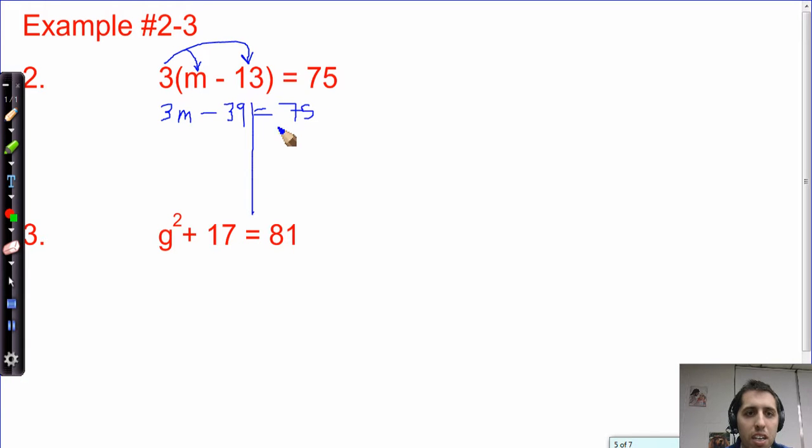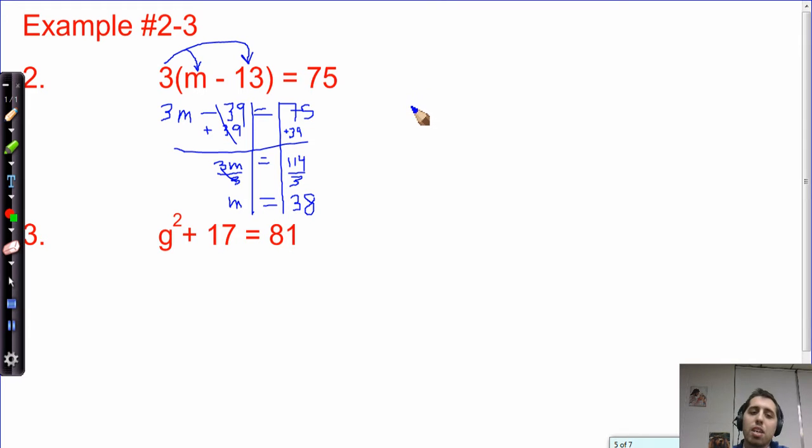We can just draw the scales of justice. Locate the variable, it's m. It's been multiplied and had something subtracted. Meg says undo addition and subtraction first. So we'll undo subtraction of 39 by adding 39. If 3m is equal to 114, we could divide both sides by 3 to undo multiplication with division. Those are called inverse operations. Say it with me, inverse operations. And m is going to be equal to 38.